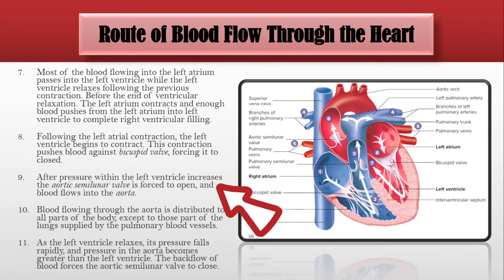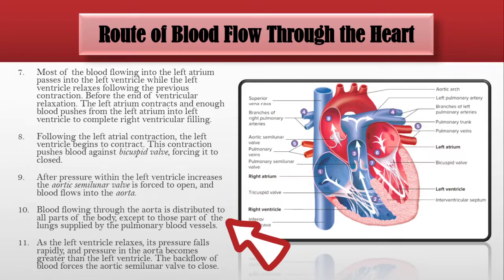forcing it to close. After pressure within the left ventricle increases, the aortic semilunar valve is forced to open, and blood flows into the aorta. The blood flowing through the aorta is distributed to all the parts of the body, except to those parts of the lungs supplied by the pulmonary blood vessels. As the left ventricle relaxes, its pressure falls rapidly and pressure in the aorta becomes greater than in the left ventricle. The backflow of the blood forces the aortic semilunar valve to close.